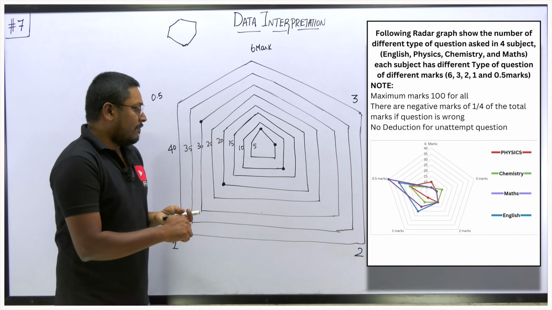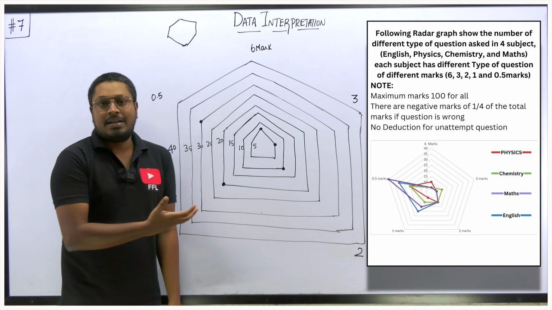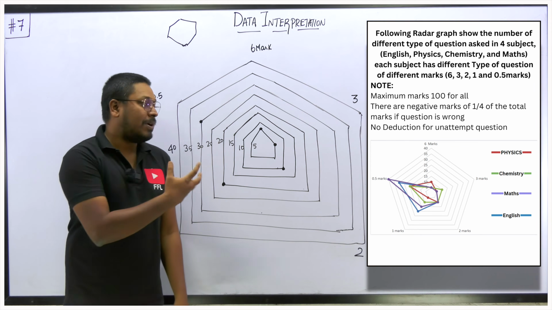So now first let me explain what this radar chart is called and how to look into the values they have given.